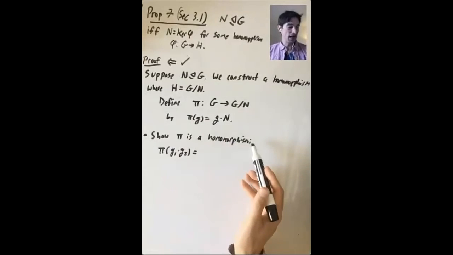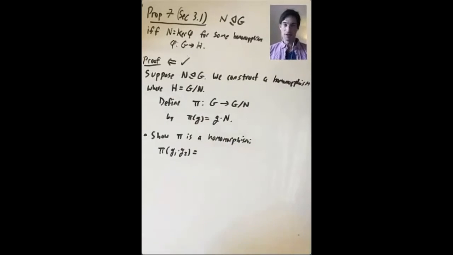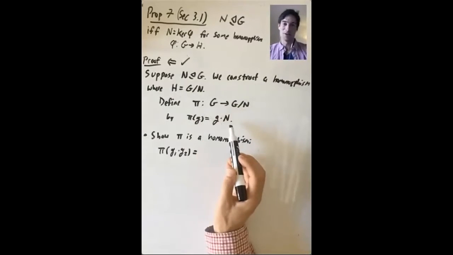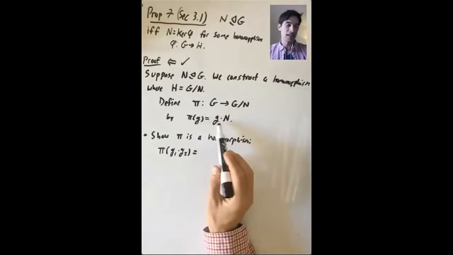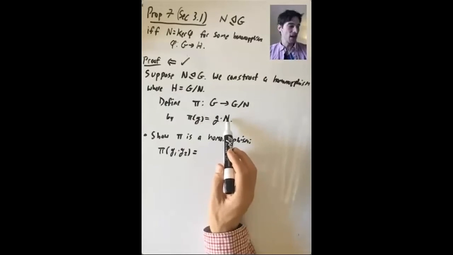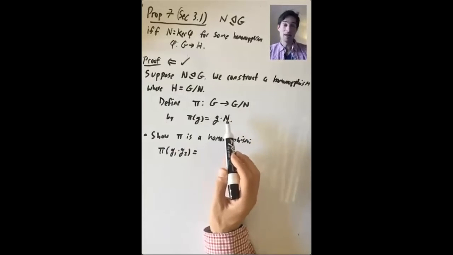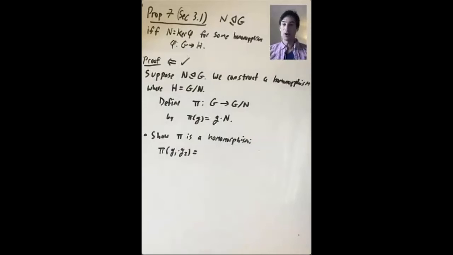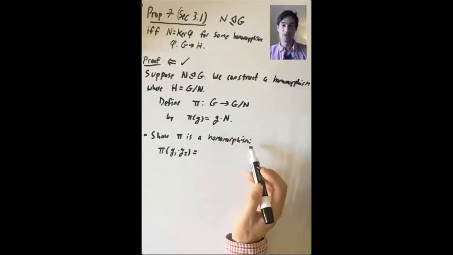So what do we have to do? We have to show that pi is a homomorphism, and we have to note, if we know it's a homomorphism, that the kernel of pi is equal to N. Well, that second part is totally clear. The left coset of N containing g is the left coset of N containing 1, the identity, if and only if g is actually in N. So the kernel part is easy. And all we have to do now is show that pi is a homomorphism.